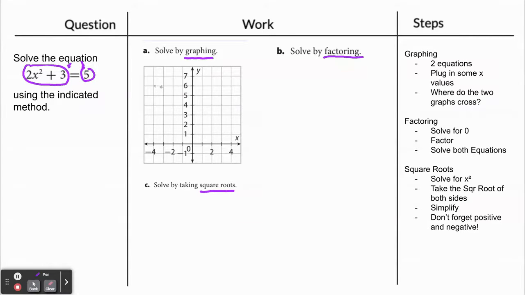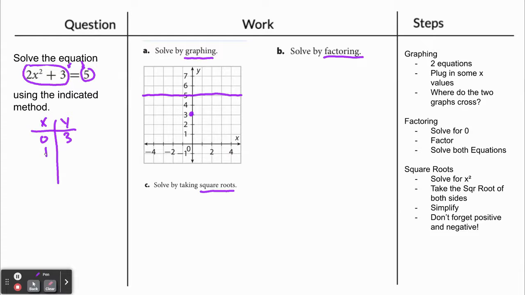So when it's equal to 5, it's just a horizontal line here. And when we're solving this, we're trying to figure out what x is equal to when they cross. So in this one here, to graph 2x squared plus 3, when in doubt, we can plug in some x values. So when x is equal to 0, 2 times 0 squared is just 0. Y is 3. So when x is 0, y is 3.